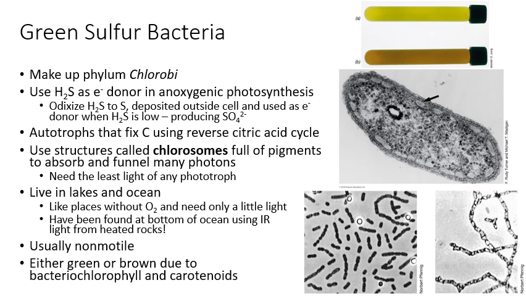Usually they're not motile, so they're just floating around in the water, and they would usually be green, but they could also be brown. It's a combination of the bacterial chlorophyll and carotenoid pigments that are giving them those colors. So here you can see some examples of the green sulfur bacteria, and then here are the colors. Down here you have a brown example, and then here's a green example. It does look mostly yellow to me, but that yellow is a little bit green.